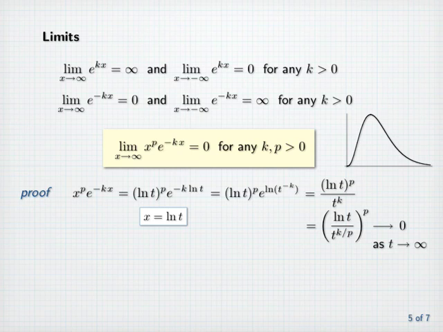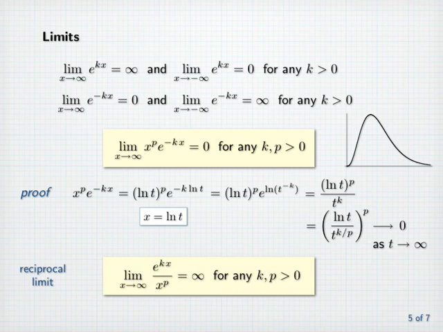Since x to the p times e to the minus kx approaches 0 as x goes to infinity, its reciprocal will approach infinity as x approaches infinity. That is, the limit as x goes to infinity of e to the kx divided by x to the p is equal to infinity for any positive k and p. In other words, no matter how small k is, e to the kx grows so much faster than any power of x as x goes to infinity that the quotient here approaches infinity.